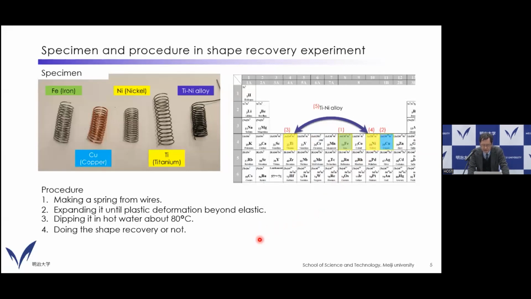The procedure of the experiment is as follows. First, I make a spring from wires. This process is supported by Meiji University's workshop. Second, I expand it until plastic deformation beyond the elastic limit. And I dip it in hot water at about 80 degrees Celsius. And I check whether it shows shape recovery or not.